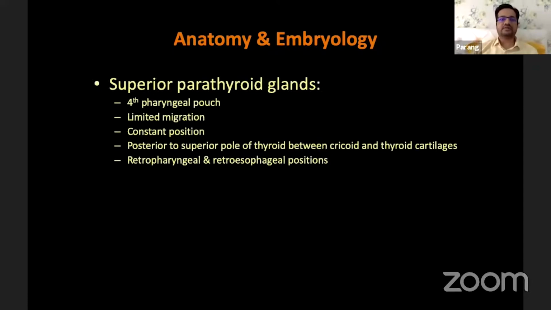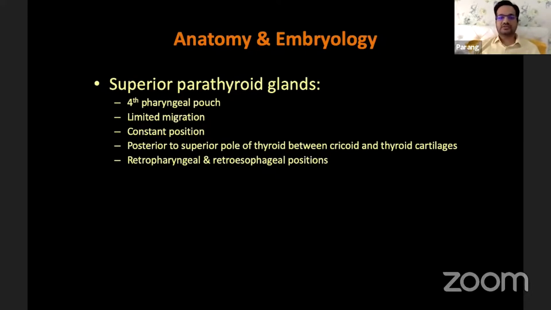So where all should you be looking when you see the 4D CT scan? And for that, we need to know a little bit of anatomy and embryology. The superior parathyroid gland arises from the fourth pharyngeal pouch, and they have limited migration. So they are seen relatively in a constant position where they are expected, that is around posterior to the superior pole of the thyroid gland between the cricoid and thyroid.